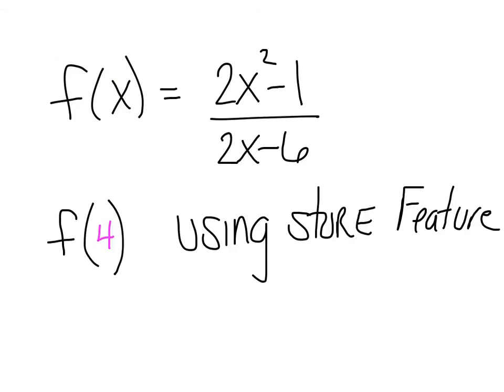All right, let's try evaluating one more function. F of x equals 2x squared minus 1 over 2x minus 6. So we want to find f of 4 using the store feature on our calculator. So recall we've talked about storing on our calculator before. I'll write it out one last time. You start with the number you want to store, and you say 4 store into x.